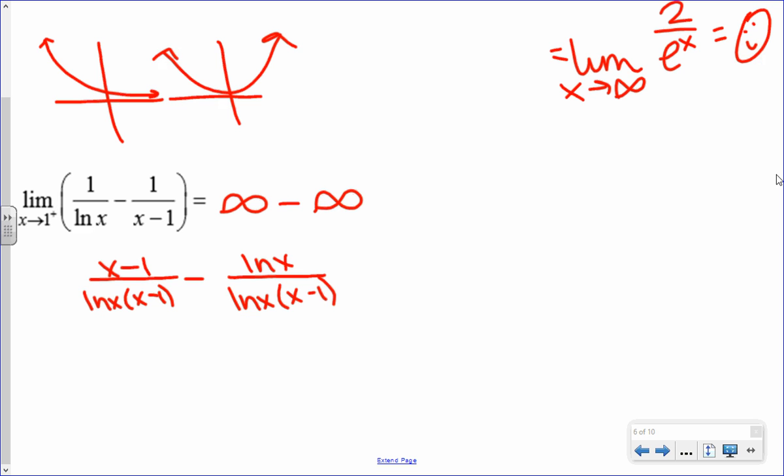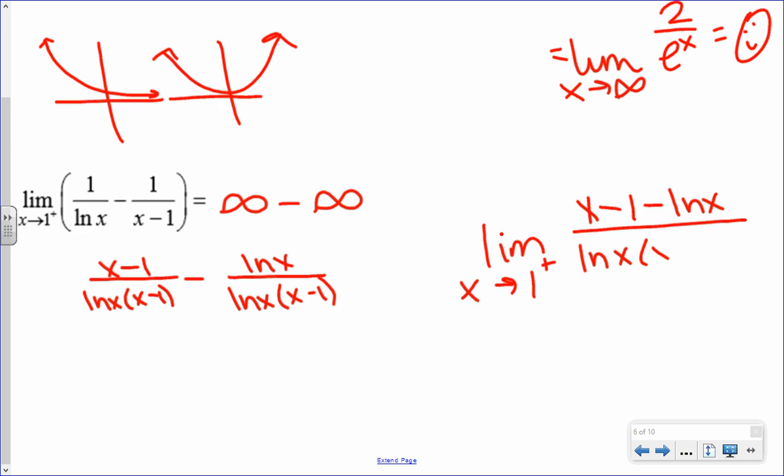Gotcha. Okay, so we are making common denominators so that we now have the limit as x approaches 1 from the right of x minus 1 minus natural log of x, all over this stuff right here. Ugh.